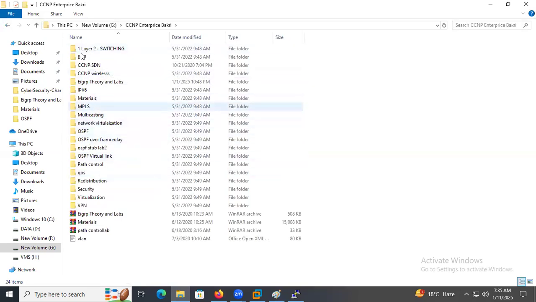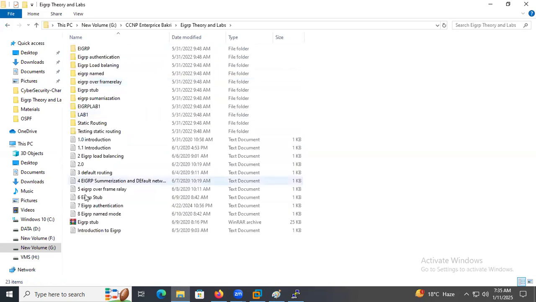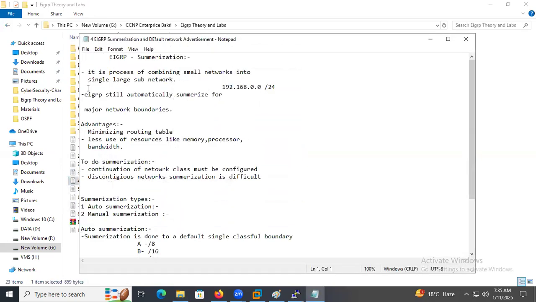So still we are in EIGRP only. Where is our folder? EIGRP summarization. Yeah.